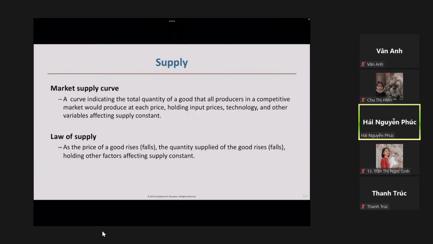Now let's turn our discussion to the supply side. Similarly, here's the definition of the market supply curve. It tells us the total quantity that producers are going to produce at each price, holding input prices, technology, and other factors constant. The law of supply is pretty simple: the supply curve is upward sloping, so there is a positive relationship between the price and the quantity supplied.